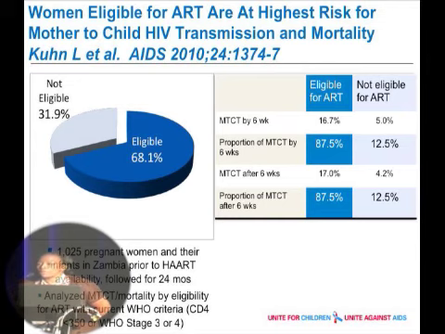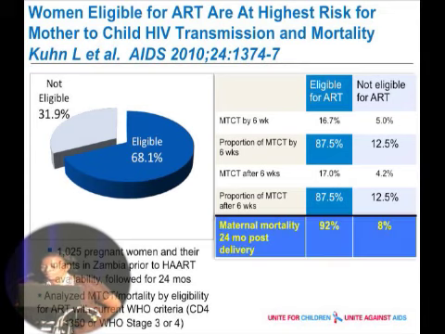Just to say that when you looked at transmission at 6 weeks, you can see that the transmission was much, much higher, 16.7% in women that were eligible for treatment, and that's the 68% in the pie chart there. And that post 6 weeks, transmission actually continued, 17% compared to 4.2% in women that were not eligible. Now, when you look at mortality 24 months on, 92% of the women who were eligible would have died, looking at this data.